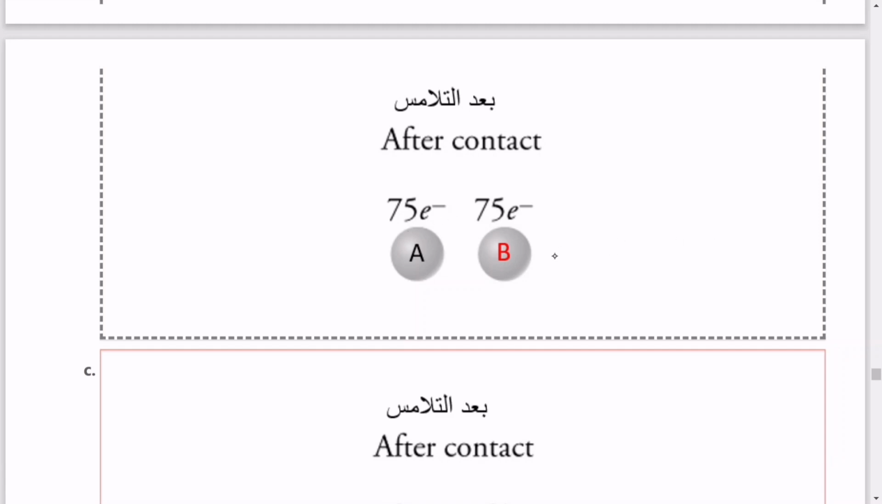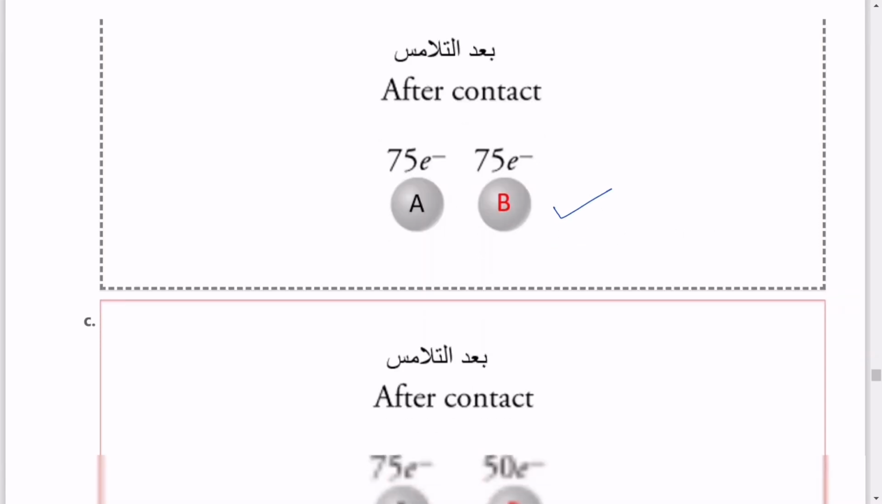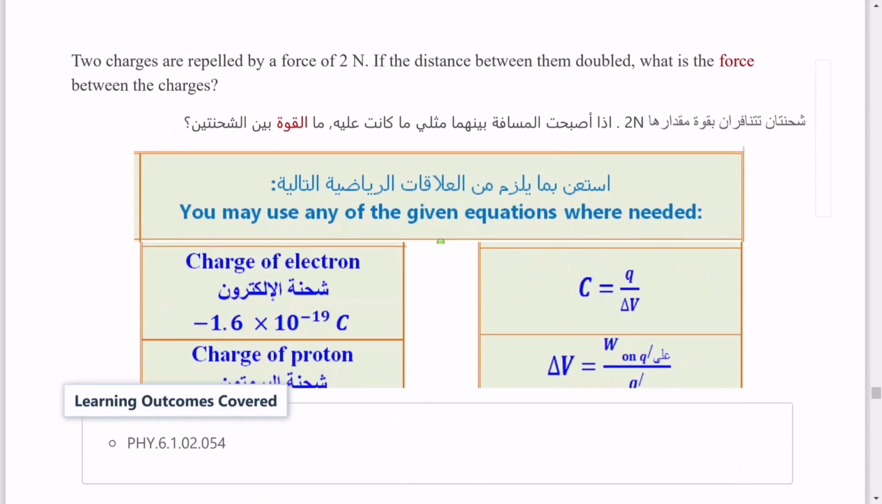After contact, the charge will be like this, 75 and 75. Two charges are repelled by a force of 2 Newton. If the distance between them is doubled, what is the force between the charges?